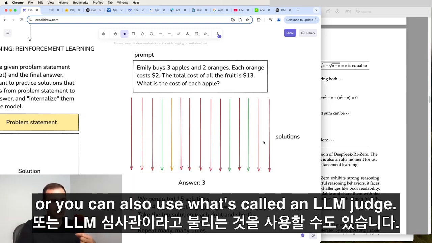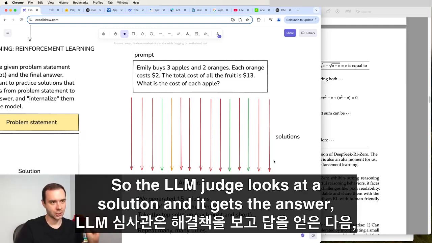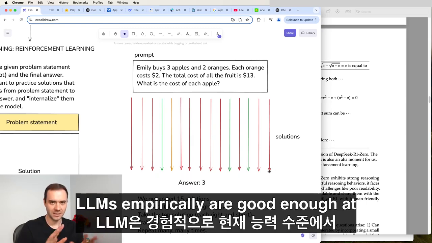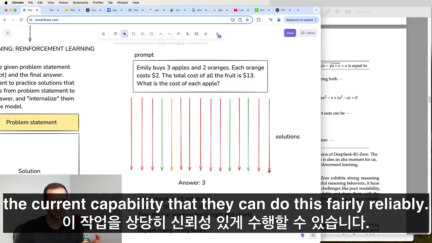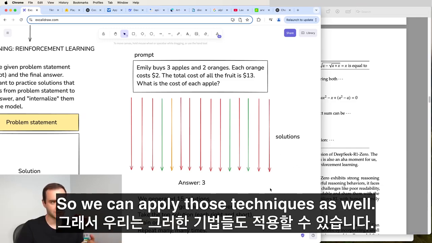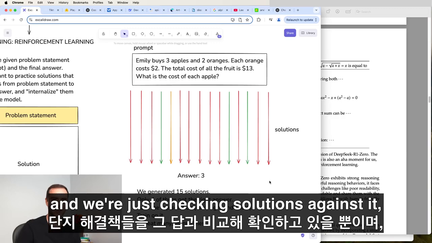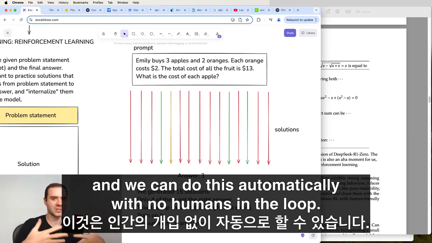Or you can also use what's called an LLM judge. The LLM judge looks at a solution, gets the answer, and scores the solution for whether it's consistent with the answer or not. LLMs empirically are good enough at the current capability that they can do this fairly reliably, so we can apply those kinds of techniques as well. In any case, we have a concrete answer and we're just checking solutions against it, and we can do this automatically with no humans in the loop.